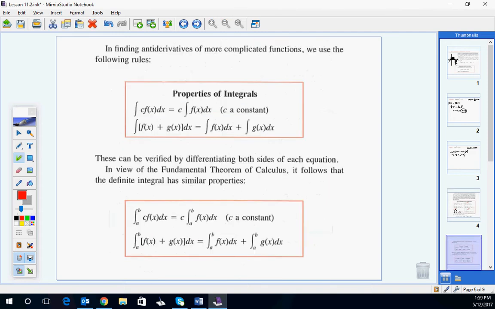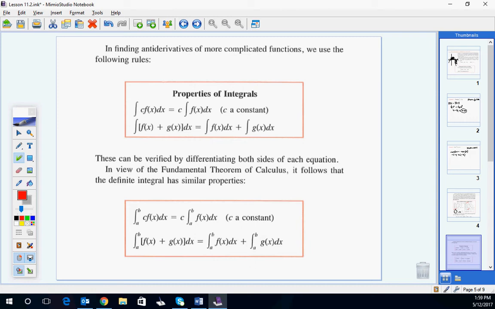All right, so properties of integrals. In finding antiderivatives of more complicated functions, we use the following rules. Yesterday I was explaining that if you have a constant in front of your function, so let's say you pull a 2 out, like yesterday we pulled out a 75/2, you can bring that in front of the integral like you could with limits. So if you pull a constant out, you can put that in front of the overall integral, so you can integrate that separately. Okay, that's all this is saying.